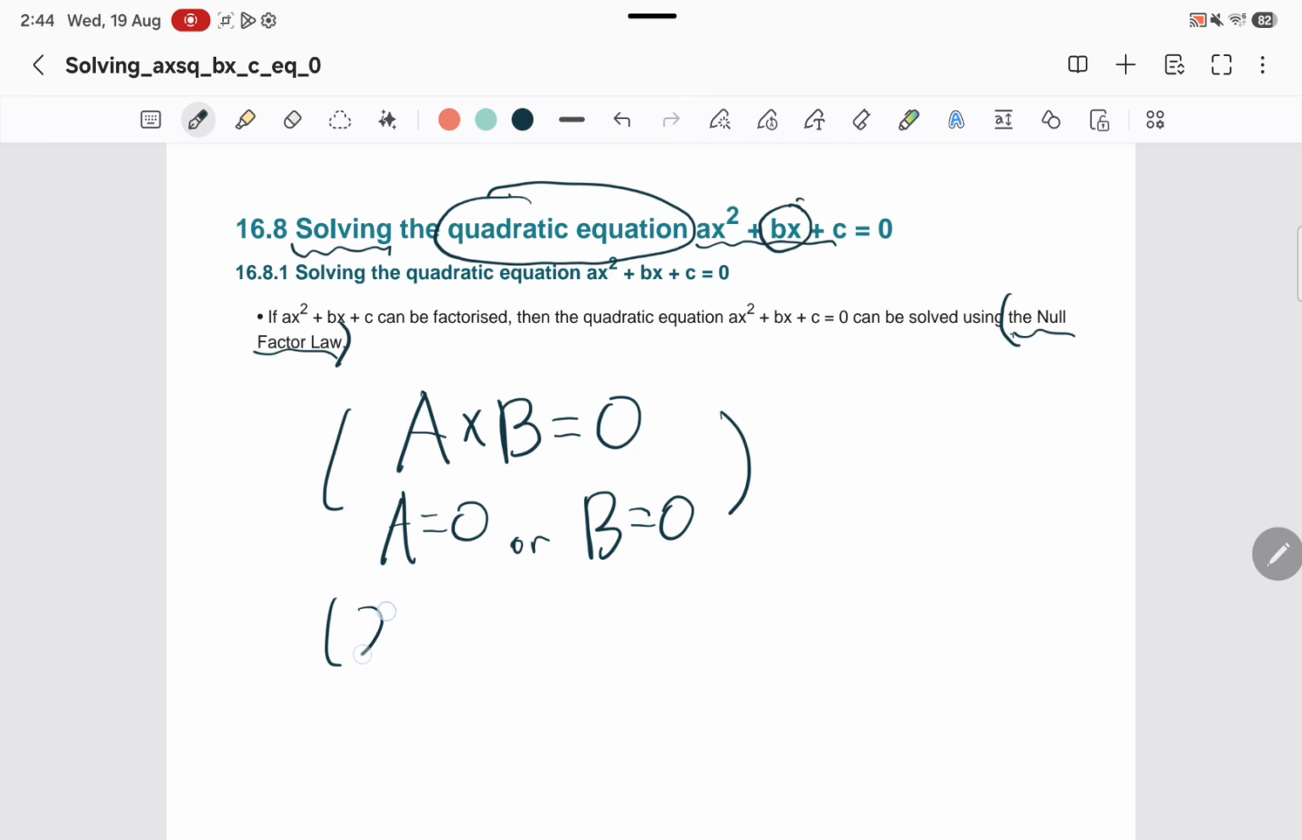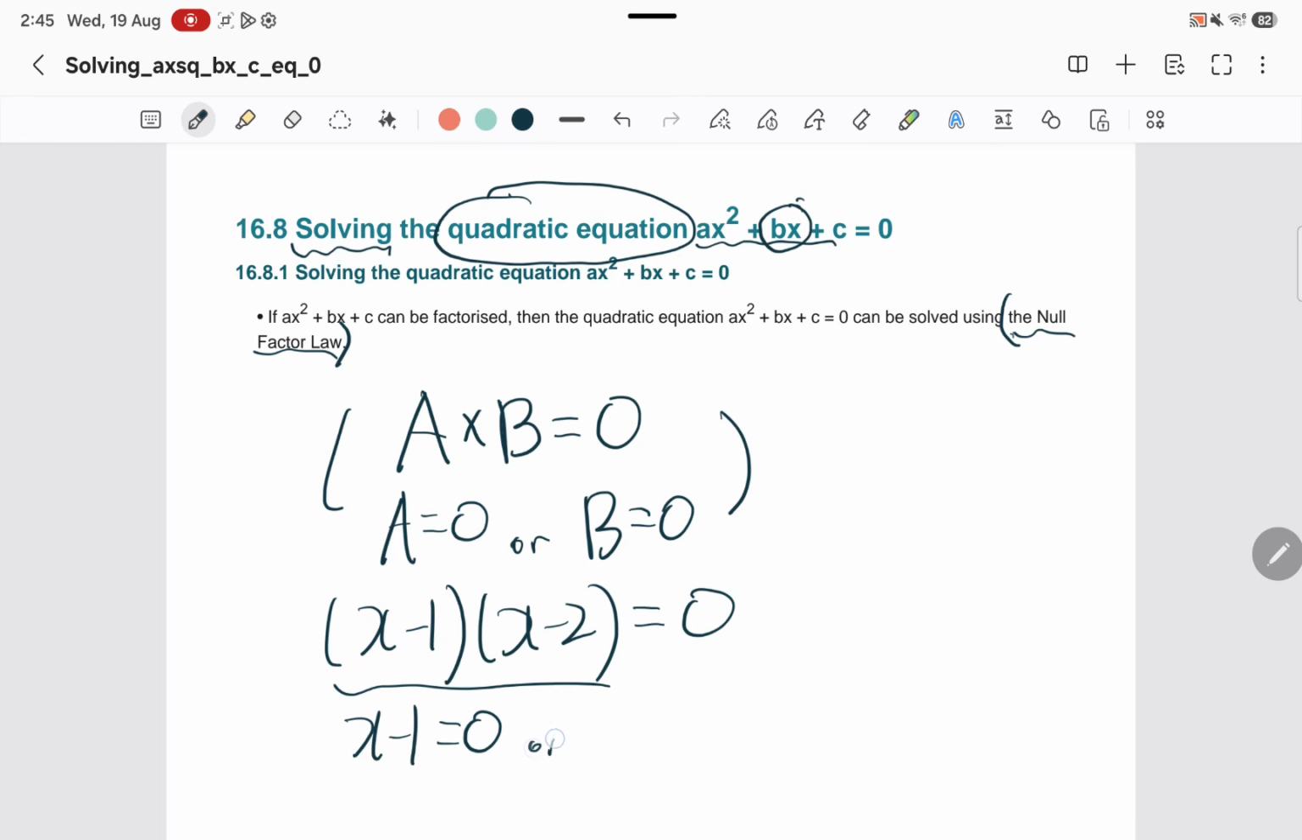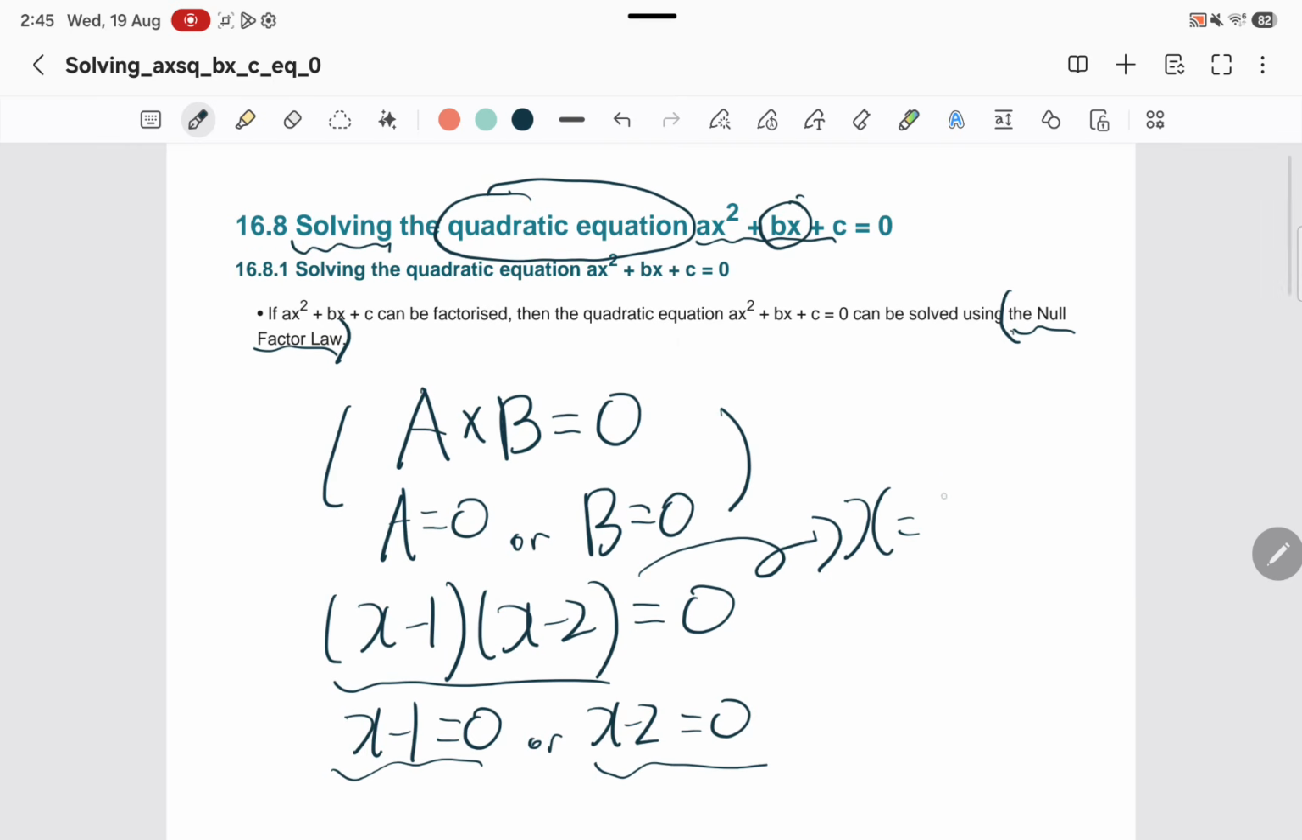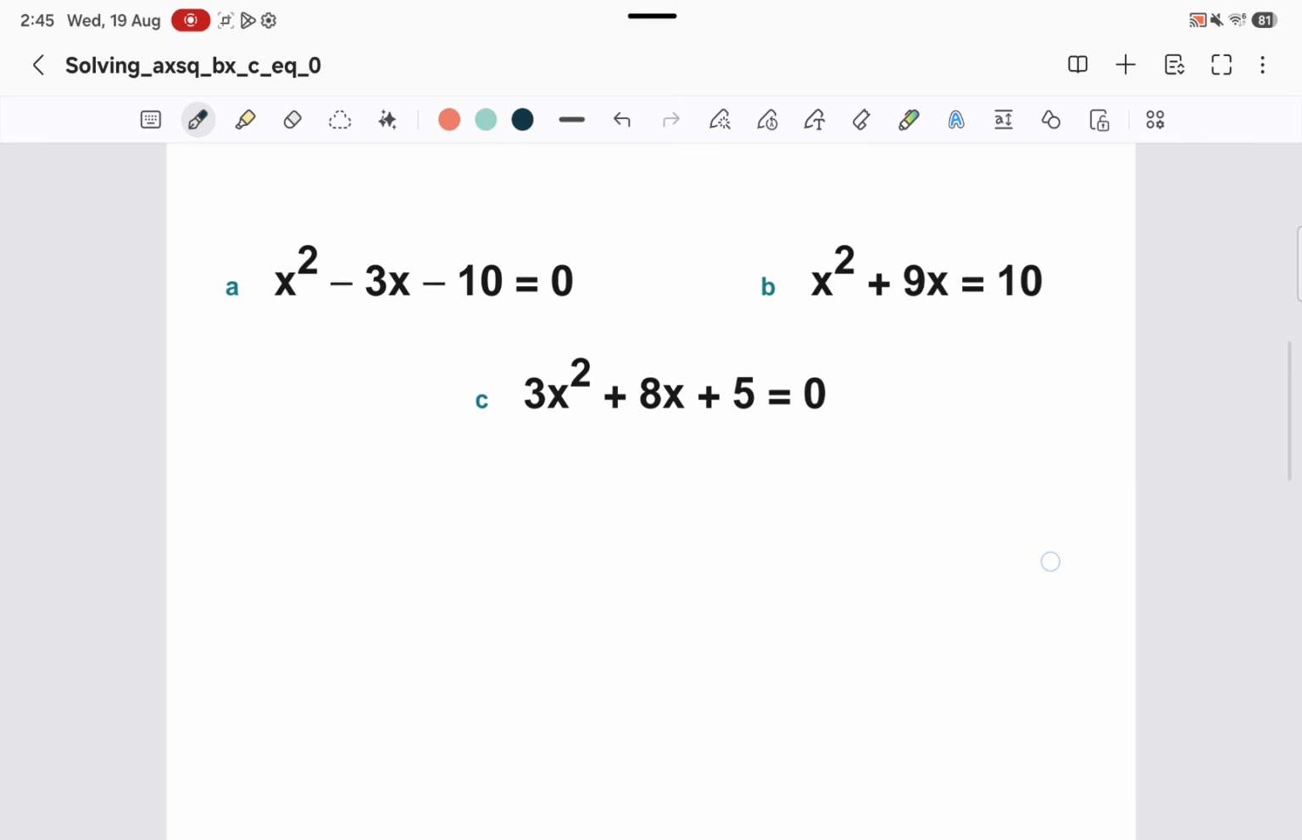Let's say you factorize an expression and you get x minus 1 and x minus 2 equals 0. Then you know it should be x minus 1 equals 0 or x minus 2 equals 0. This is basically x equals 1 and this is x equals 2. That's how you find the values of x. So x should be 1 or 2. We are going to get into a few examples and see how it goes.